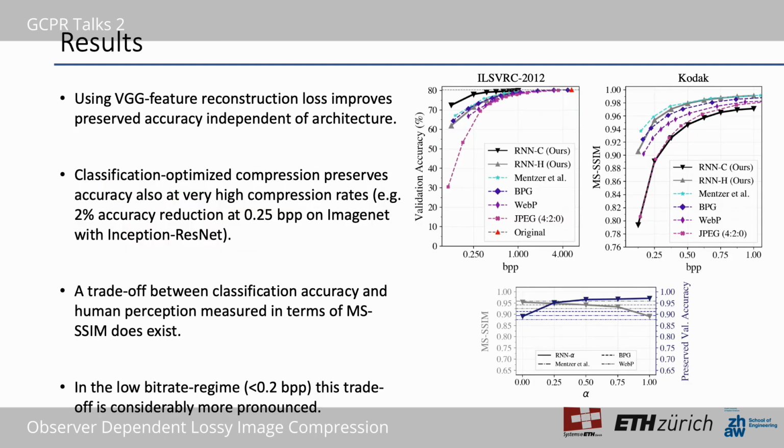Our experimental results show that we can indeed optimize compression explicitly to preserve classification accuracy on compressed images, and that a trade-off between the two types of observers does exist.